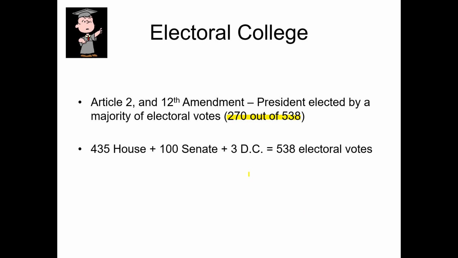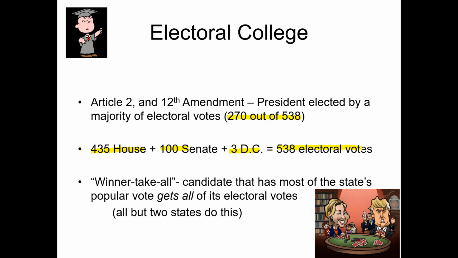We talked a little bit in a previous lecture about what inspired the 12th Amendment, which modified the Electoral College somewhat, but we still have to deal with the majority of those Electoral College votes. The number is actually determined by the 435 House of Representatives members plus the 100 Senate members plus 3 more for the District of Columbia, and that's where the 538 total electoral votes comes from.